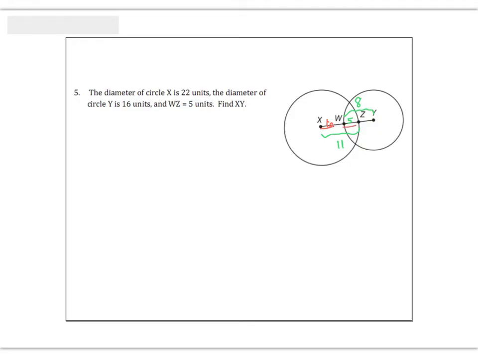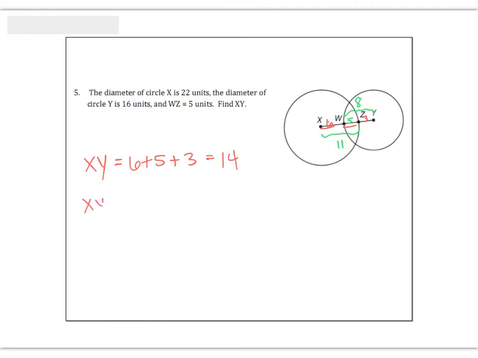You could also figure out the distance from z to y if you do 8 minus 5. This distance over here would have to be 3 because 5 plus 3 add up to 8. So now to get the distance from x to y, we have many options. We could do 6 plus 5 plus 3. That comes out to be 14.